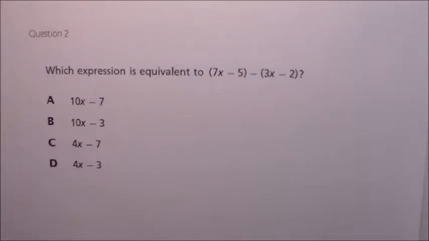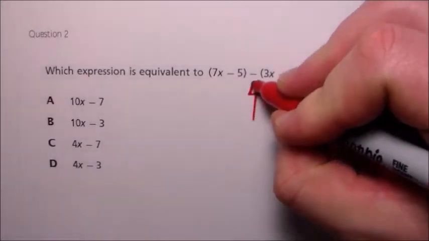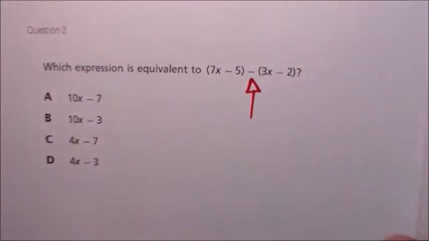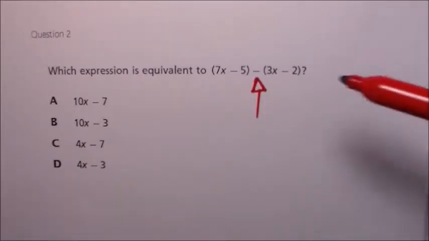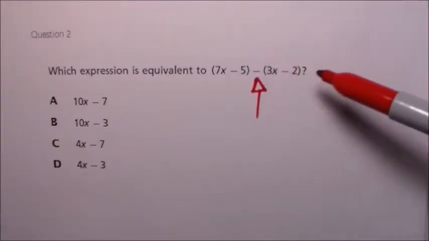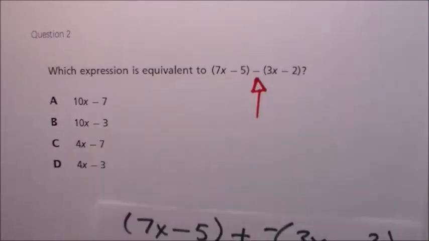And question 2, which expression is equivalent to 7x minus 5 in parentheses minus 3x minus 2? And this is the tough part, no doubt about it, of this question. Because what you have to remember is when you have a subtraction of a whole other term, it gets tricky.